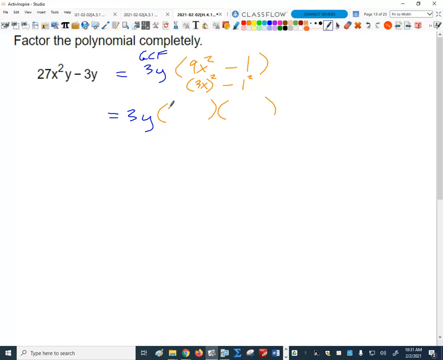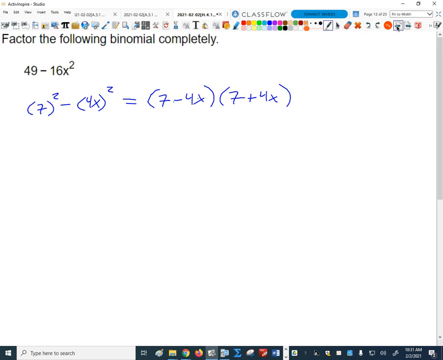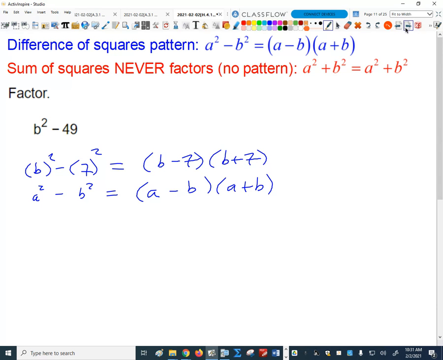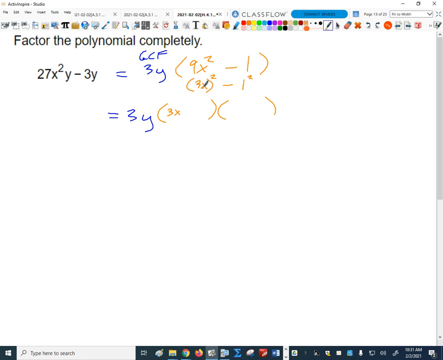Oh, I confused myself. So I've got 3x squared minus 1 squared, which factors into, not squared, because look, this is like saying a squared minus b squared factors into a minus b times a plus b, right? So there's my a, my 3x, squared minus b, which is 1 squared. So I'm going to get a minus b times a plus b. Does that make sense? Okay, so there's that one.